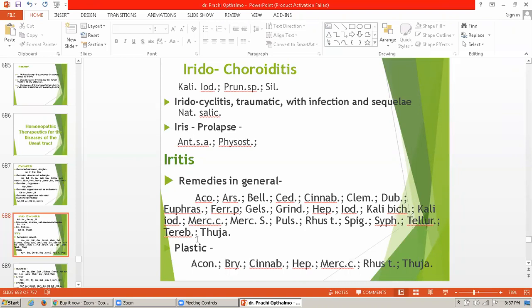In iritis, when there is an inflammation of the iris, the remedies generally used are aconite napellus, arsenic album, belladonna, cedron, cinnabaris, clematis, euphrasia, ferrum phos, gelsemium, hepar sulph, iodum, kali bichromicum, kali iodide, mercurius cor, mercurius sulphuricus, pulsatilla, rhus tox, spigelia, symphytum, tellurium, terebinthina and thuja. These are the many remedies useful in the cases of iritis.